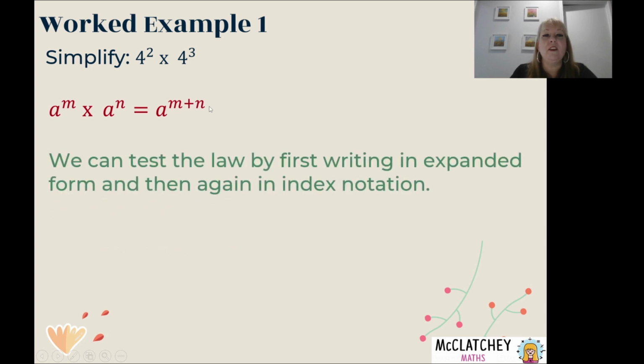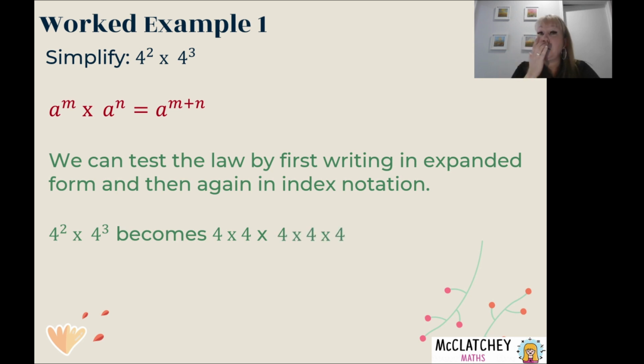Okay, now you might be wondering why this rule works. So what we're going to do is test this law by expanding the whole expression, putting it in expanded form, and then we'll put it back into index notation and see how it works. So if we look at 4 to the power of 2 and we expand that, that would become 4 times 4. And 4 to the power of 3 becomes 4 times 4 times 4.